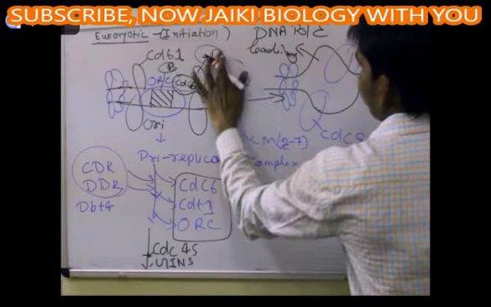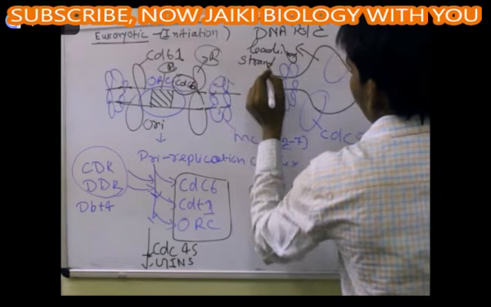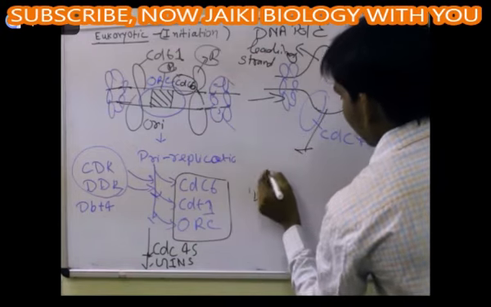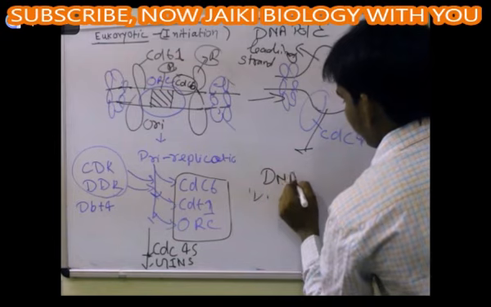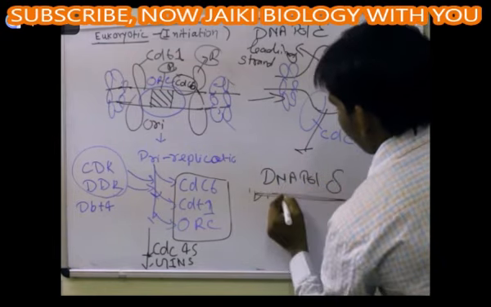DNA polymerase epsilon works on the leading strand, and DNA polymerase delta works on the lagging strand.